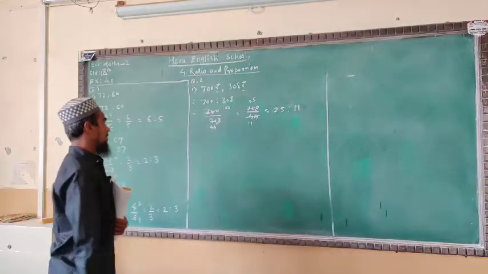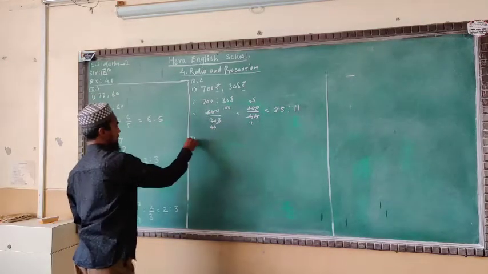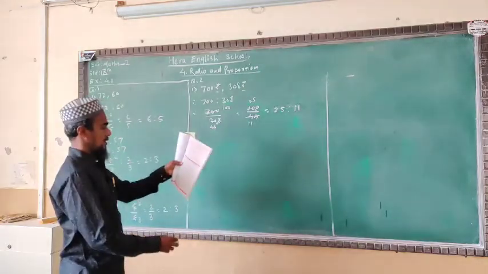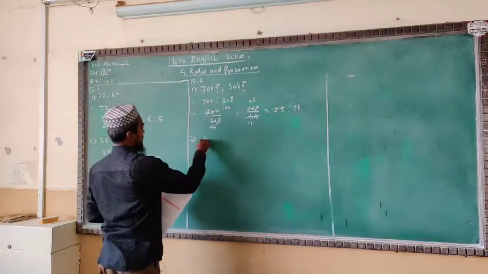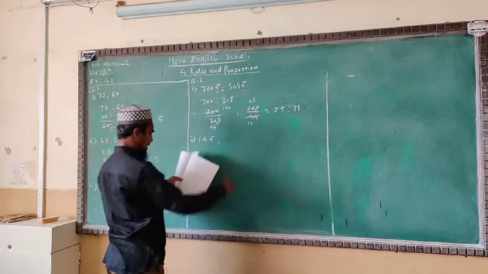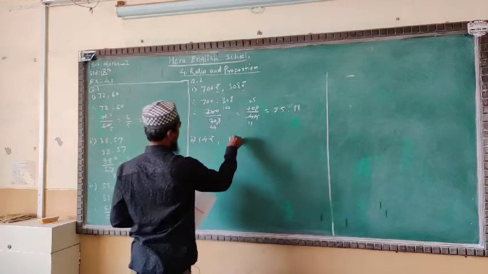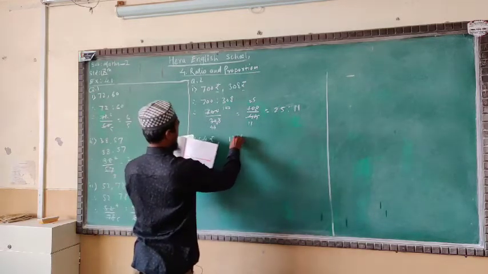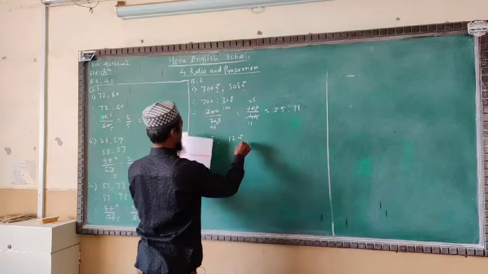Okay. See very well, the second one. See the second one. The first quantity is 14 rupees. The next quantity is 14 rupees and 40 paisa.